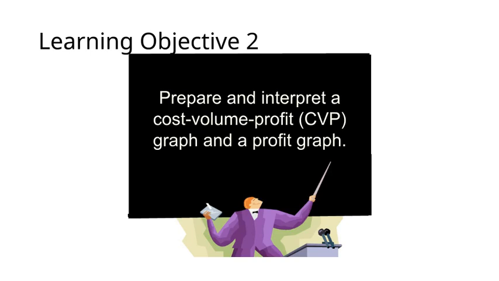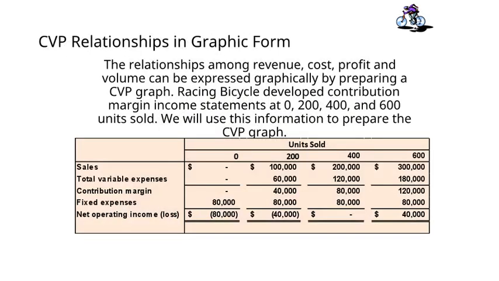Learning objective number 2 is to prepare and interpret a cost volume profit, CVP, graph and a profit graph. The relationships among revenue, cost, profit, and volume can be expressed graphically by preparing a CVP graph. To illustrate, we will use contribution income statements for Racing Bicycle Company at 0, 200, 400, and 600 units sold.